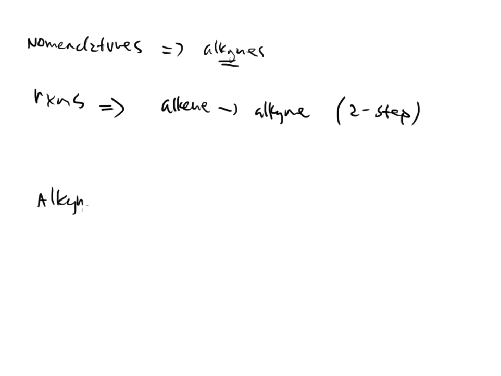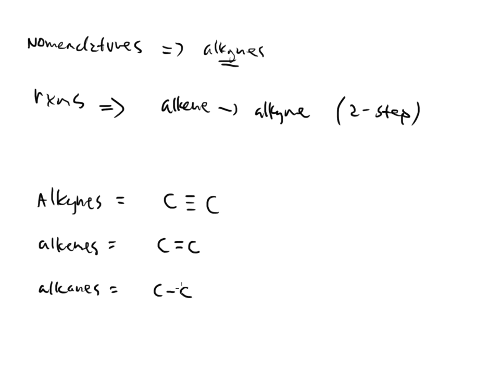Okay, so alkynes are carbon triple bond carbons. Go figure. Okay, so we've talked about alkenes, and we said that alkenes were carbon double bond carbons, and we've talked about alkanes, and alkanes are carbon single bonded carbons. All right, well, the world of alkynes focuses on a triple bond. These were sp3 carbons, these were sp2 carbons, and finally we're at sp carbons.